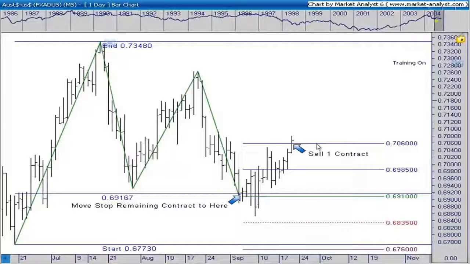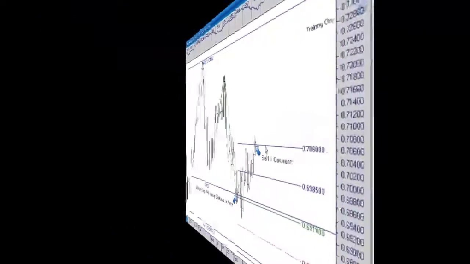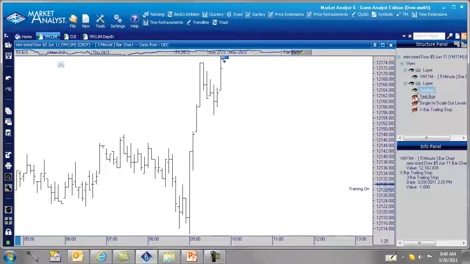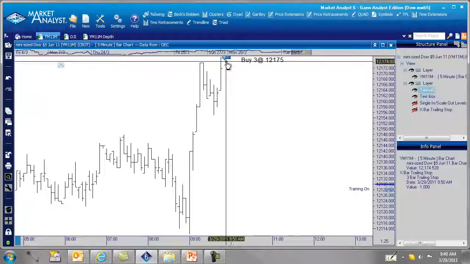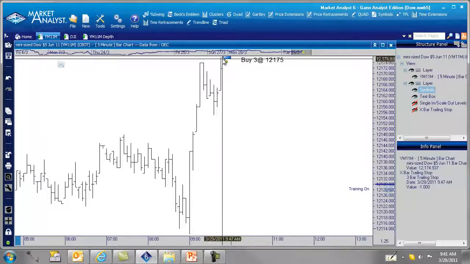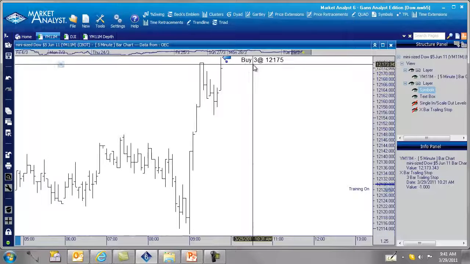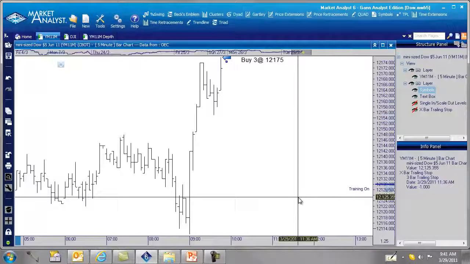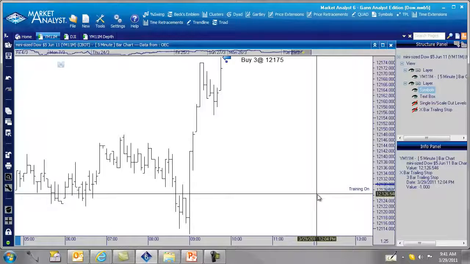So now let's look at another example of how to use the single in scale out method. In this example, we're going to look at applying these single in scale out levels in Market Analyst to the mini Dow on a 5-minute chart. So to do that, let's imagine that we want to put on a trade right here, and we do it on a break above this high here. Our order would be to buy 3 at 12,175. And what we'll be doing is adding bars. I'll walk you through this example here.